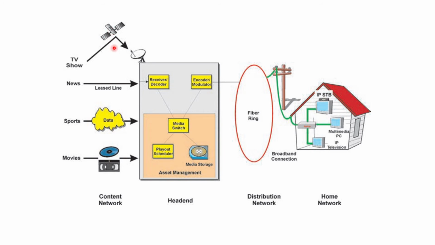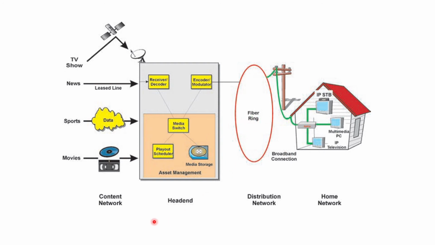As I have shown, the architecture of your internet protocol television, the contents may be news, maybe sports, maybe movies. It goes to the head end, where you are having a media switch receiver, that is decoder section, playout scheduler, media storage, you store it and give it later. This is an encoder and modulator. It goes to the, you can say, home network through the distribution network. So whatever distribution network they have shown is with the fiber rings.